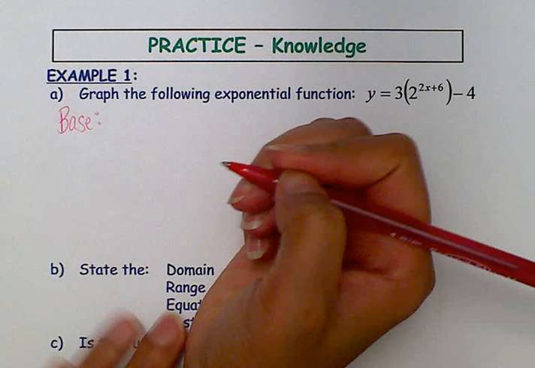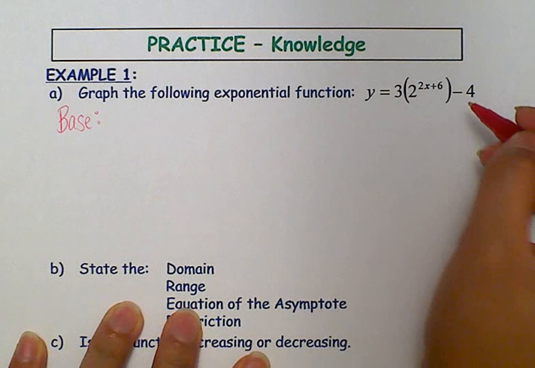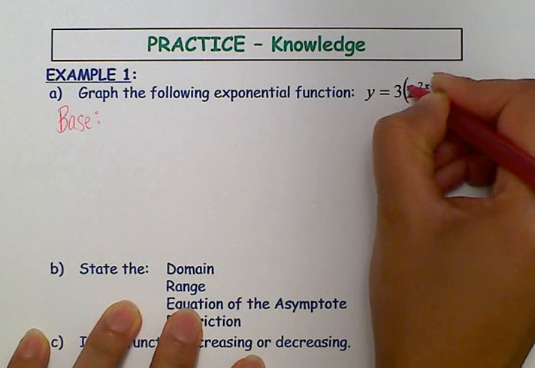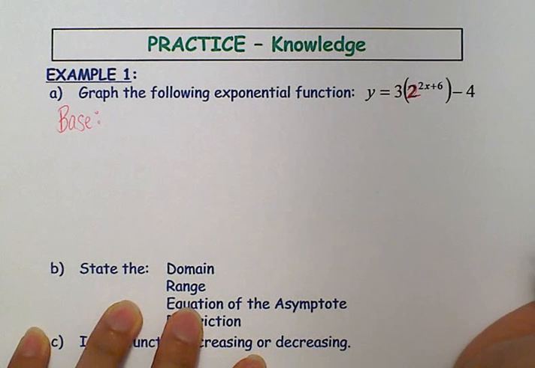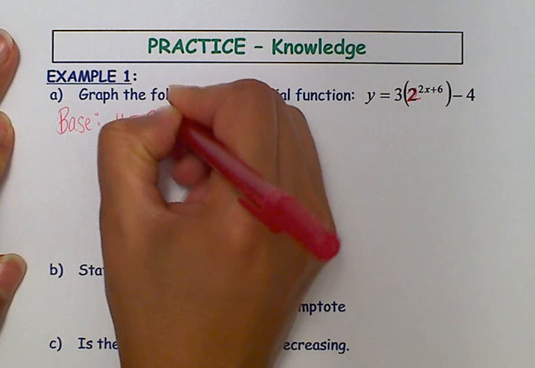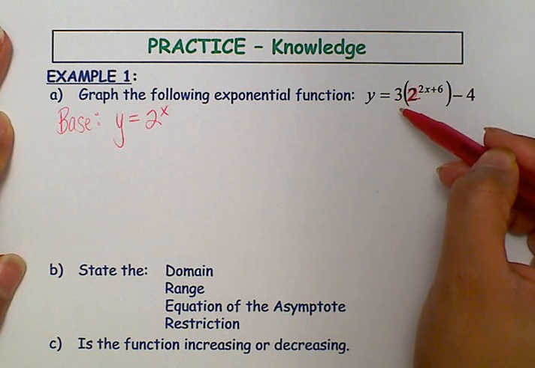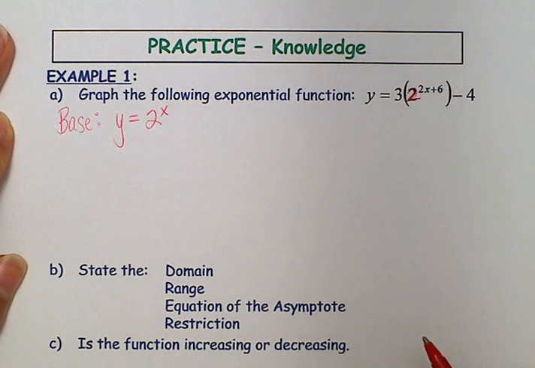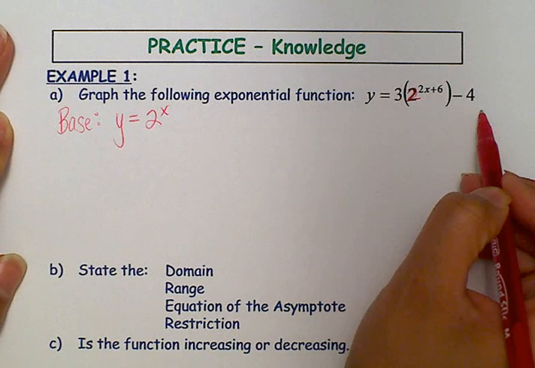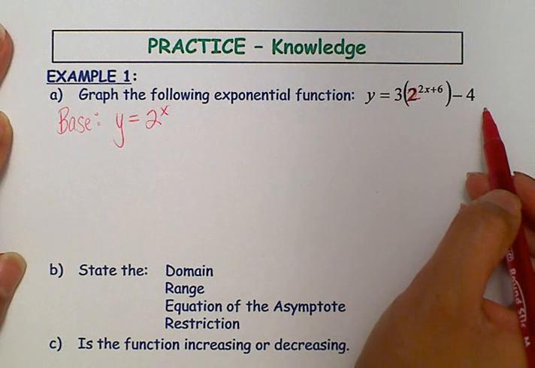If I look at the actual function that's given, what I'm looking for is where the exponent is and what the base is that this exponent is being applied to. I can see that the base is 2. So I know the base function is going to be y equals 2 to the exponent x. All the other numbers in this equation are different transformations being applied to the base function. So the 3, the 2 in the exponent, the 6 in the exponent, and the minus 4 at the end are all different transformations applied to the graph of y equals 2 to the exponent x.